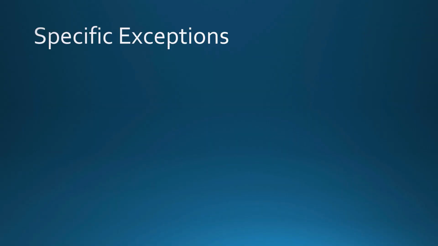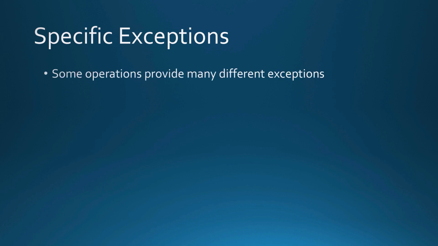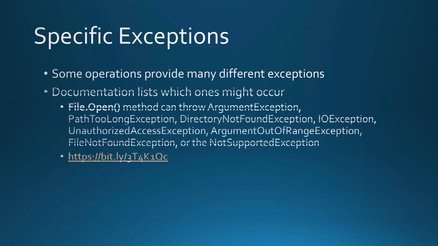What we've done so far is use the generic exception object. This is the base class for all other exceptions, because there are some operations that you'll try to do that would provide a different exception based on what happens. And the documentation will list which ones might occur. So for example, the file.open method that I'm using can throw argument exception, path too long exception, directory not found exception, and a whole host of other ones. In fact, you can look that up again online in the Microsoft documentation.